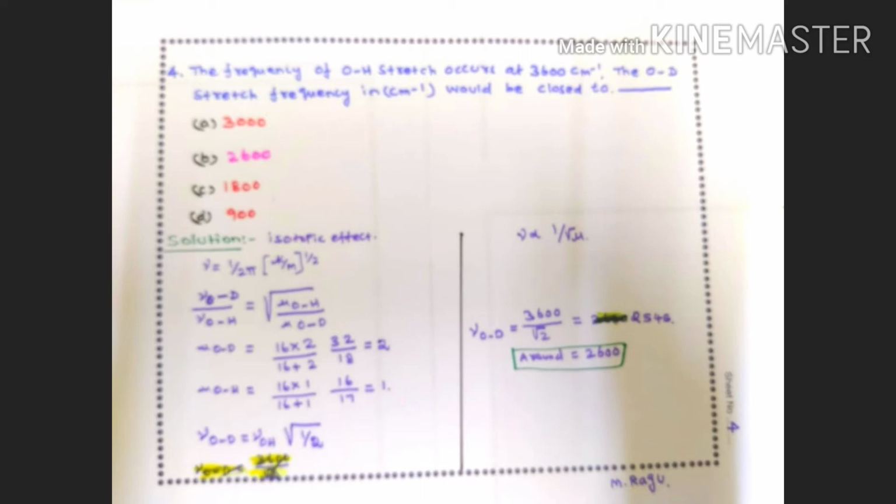Nu O minus D is equal to 3600 divided by root 2, which is equal to 2545. So around the value of 2600. Option B, 2600. 2600 is the oxygen and deuterium stretching frequency value.